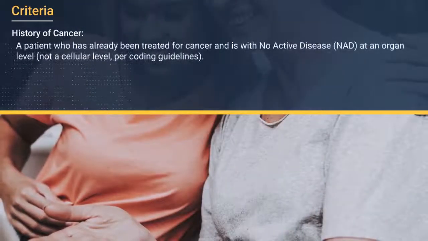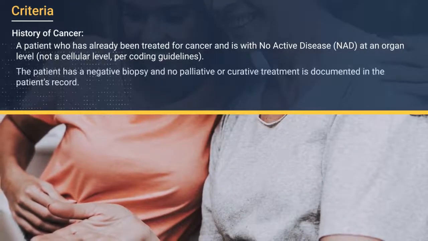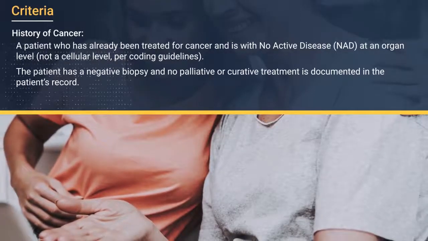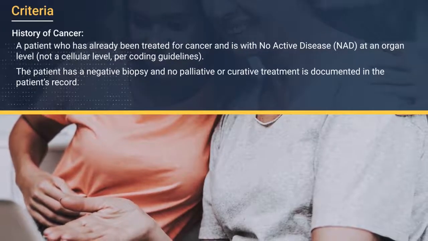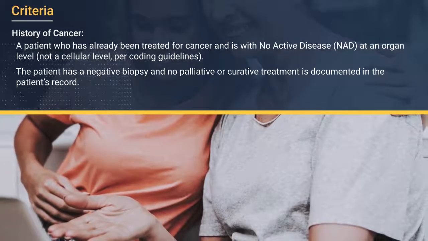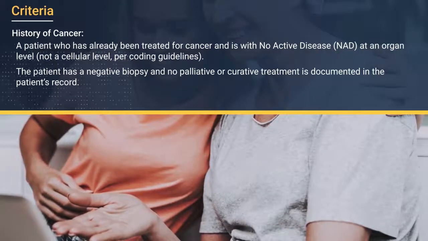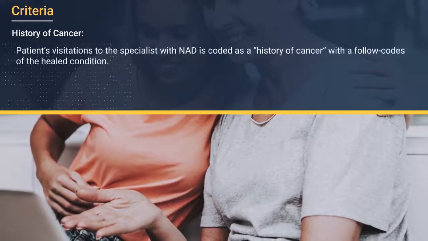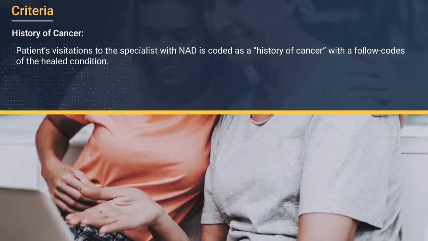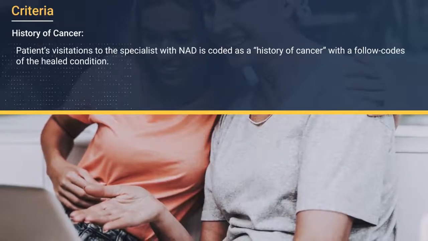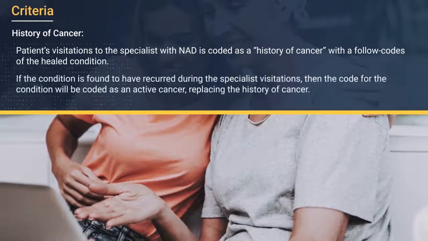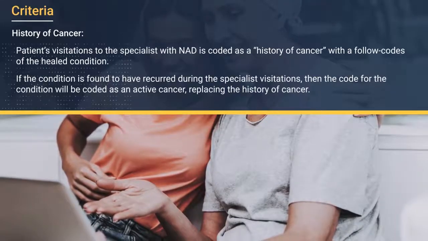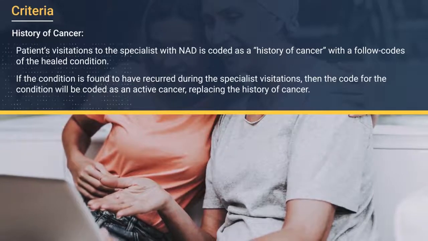For patients who have already been treated for cancer and are with no active disease, NAD, at an organ level, not a cellular level, for coding guidelines. This means the patient has a negative biopsy and no palliative or curative treatment is documented in the patient's record. Once the cancer is treated and excised, it becomes a history of. Patient's visitations to the specialist with NAD is coded as a history of cancer with the follow codes of the healed condition. If the condition is found to have recurred during the specialist's visitations, then the condition will be coded as an active cancer, replacing the history of cancer.